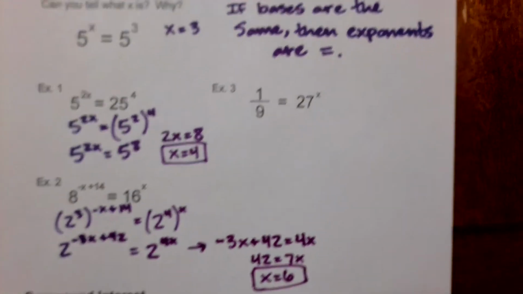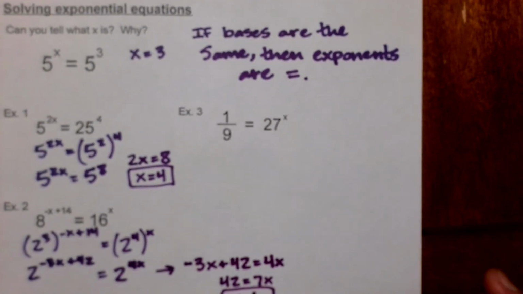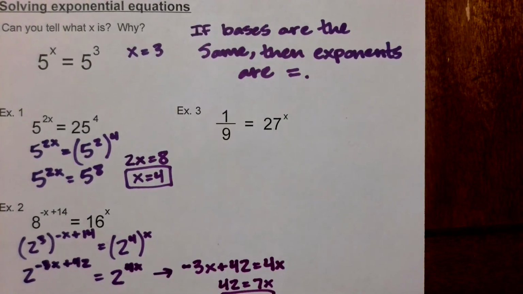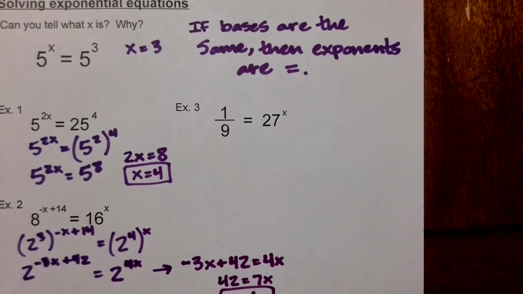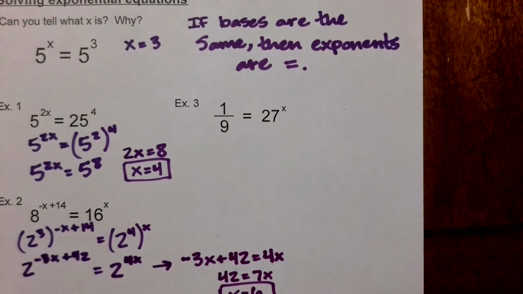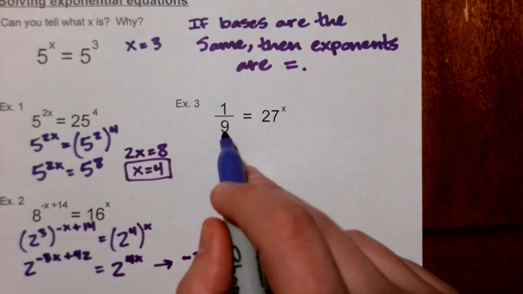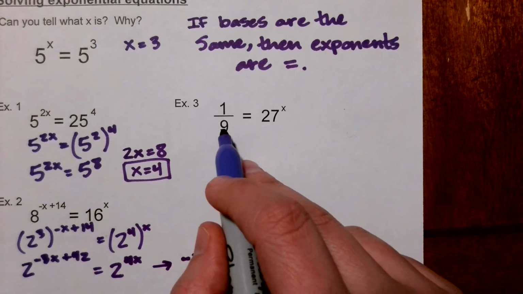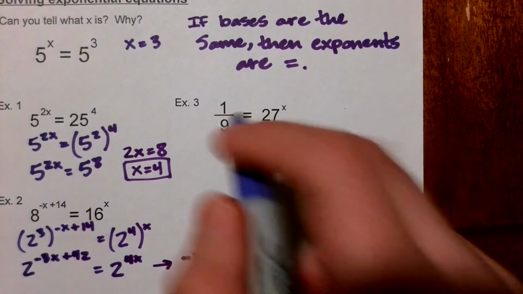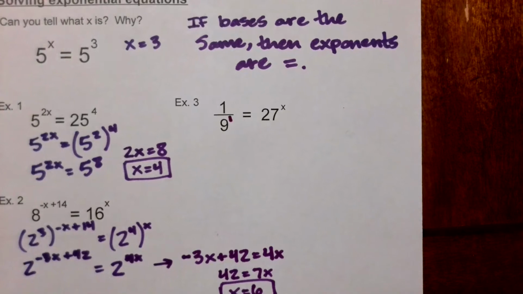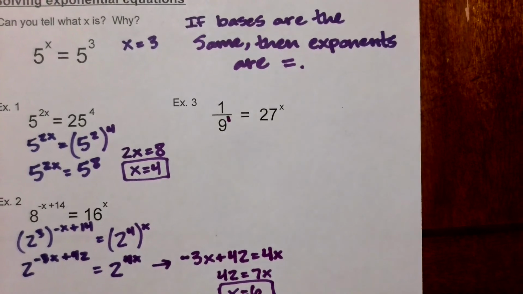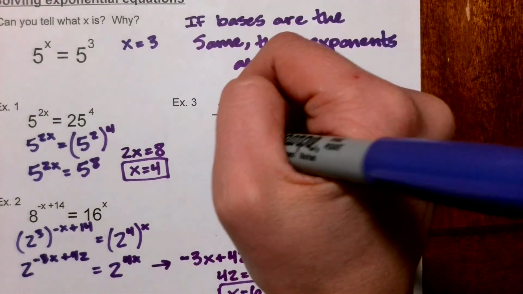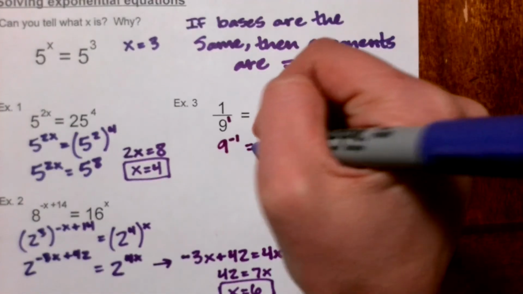Okay, last example. Sometimes we see a fraction involved, so they're not both whole numbers raised to a power. My suggestion for a fraction is to change it at the very beginning. As soon as we see there's a fraction involved, instead of having 1 over 9, I'm going to rewrite this as 9 to a negative first power. Remember, if I have an exponent, I can always move it from denominator to numerator or vice versa and change it to a negative exponent.